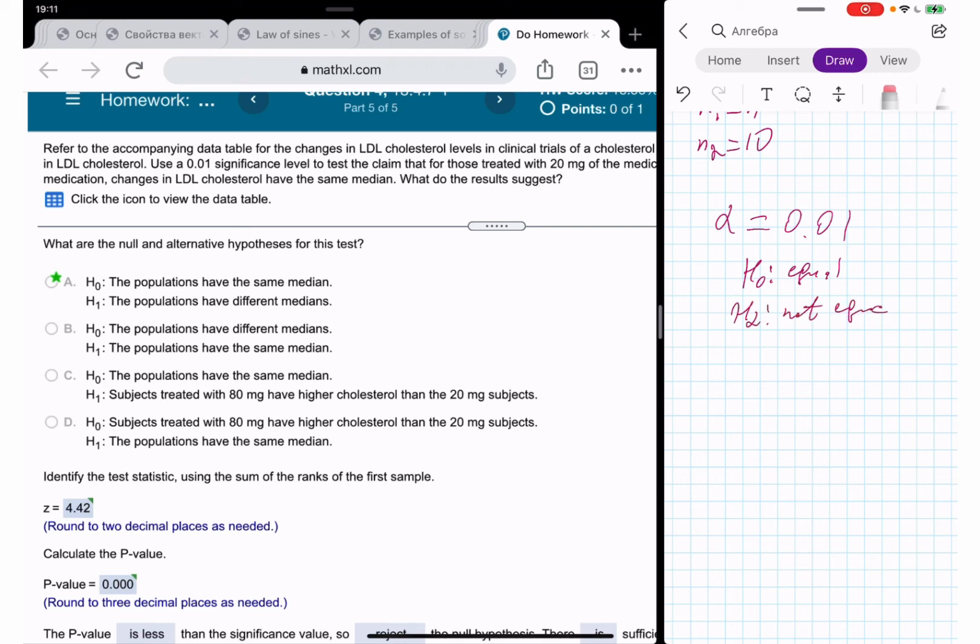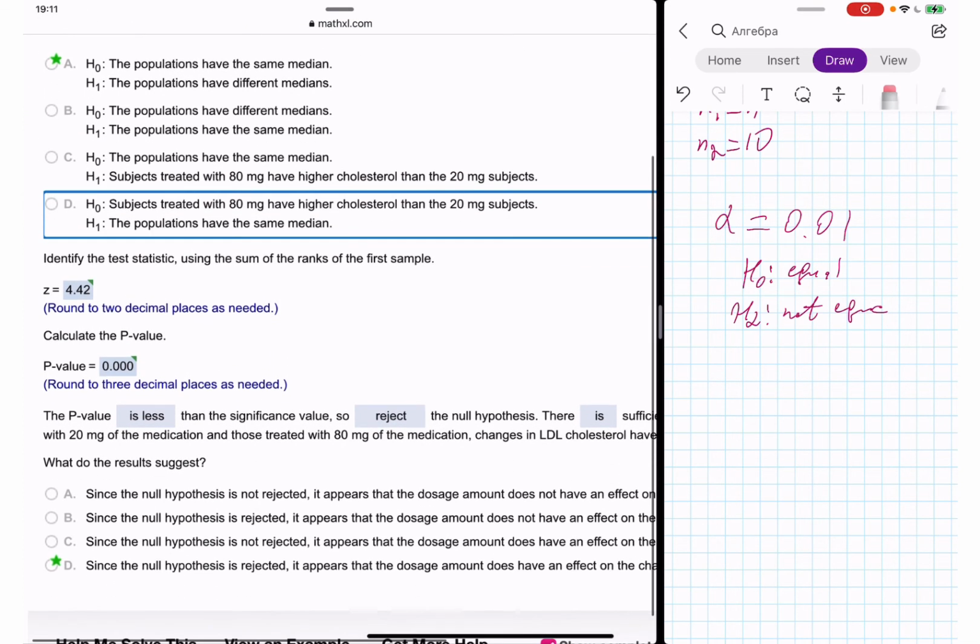And that is going to be, indeed, here it is: do the populations have the same median or different medians, which means we are going to deal with a two-tail test, yes? Okay, so next, what do we need to calculate? We need to calculate the test statistic.